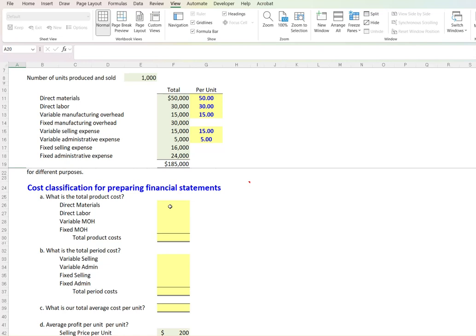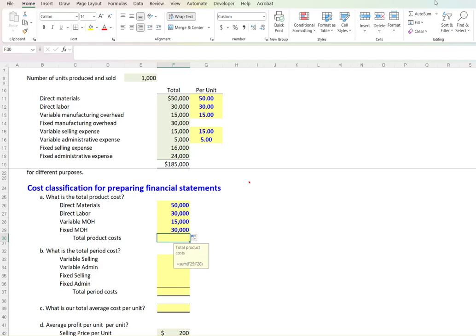So what are our total product costs? Our product costs are going to be direct materials, direct labor, and I can actually copy that down, and what? Fixed manufacturing overhead. And we're going to add all of those up. An easy way to sum those, if I just go up to Home and find that Auto Sum button, I can add them up, or I can just type in the formula.